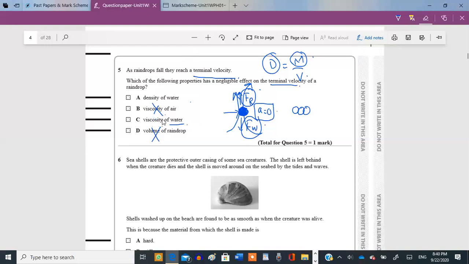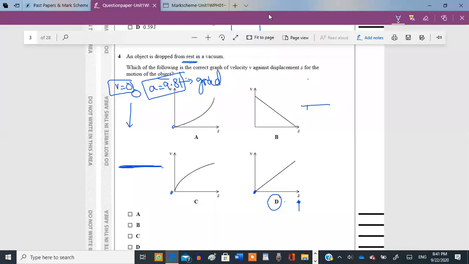The answer option which they have given us is viscosity of water. So that means this will have a lesser effect as compared to the density, because density, of course, directly affects the weight, right? So that's why viscosity of water itself would have the least effect. Although this will also affect it, the negligible effect or the least effect would be due to the viscosity of water.